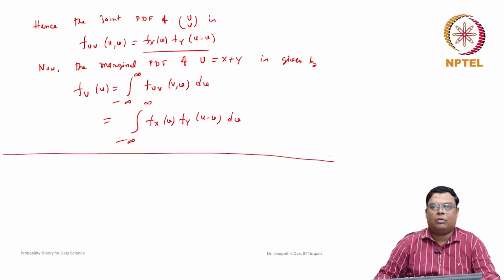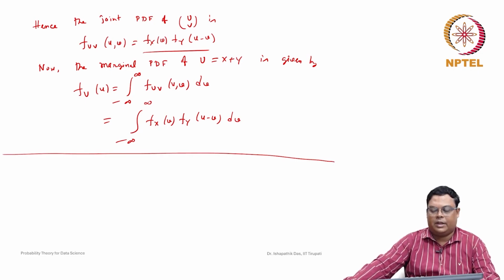Otherwise you can go through it again, so then it will be clear. Also we will discuss some examples based on this theorem, numerical examples, where we consider some particular distributions of X and Y, and then we will try to find what is the distribution of U and how we can find that.